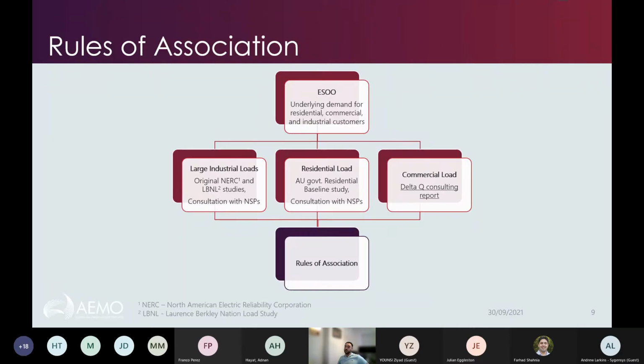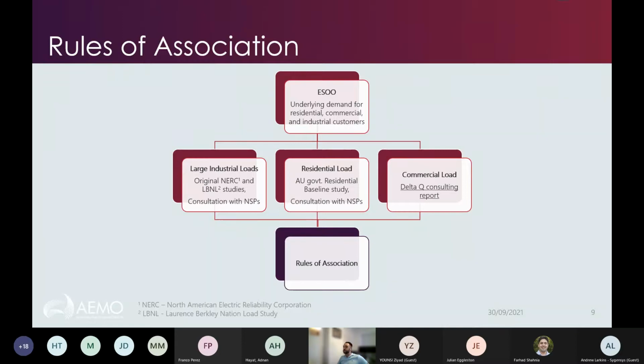In terms of rules of association and how we get there, we start with the underlying demand data for those three sectors. You can find that in the ESOO, the Electricity Statement of Opportunities that the Australian Energy Market Operator releases every year. Then we split those demands between the three sectors. As you can see here for the industrial sector, we updated the rules of association for some end-use load types based on NSP consultation.